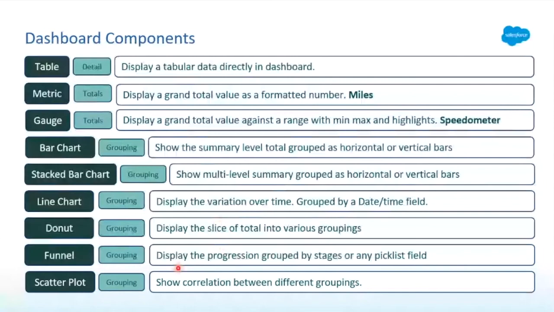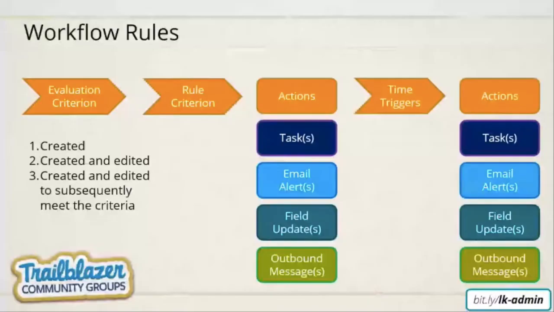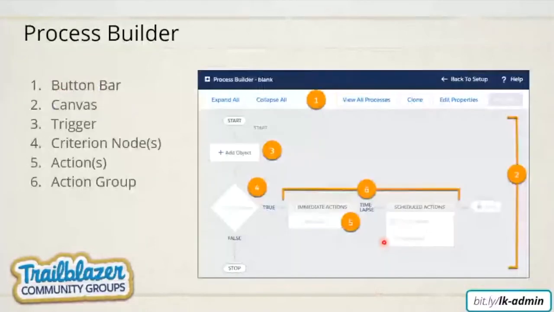So workflow, process automation. What are the workflow rules, and what are the different actions which we can do with the workflow rule? These are the 4 actions which are available in the workflow rule. And what are the evaluation criteria and rule criteria? You should understand these things from the workflow rule perspective. They are not used now. Instead of workflow rules, we have process builders in place which should be used.